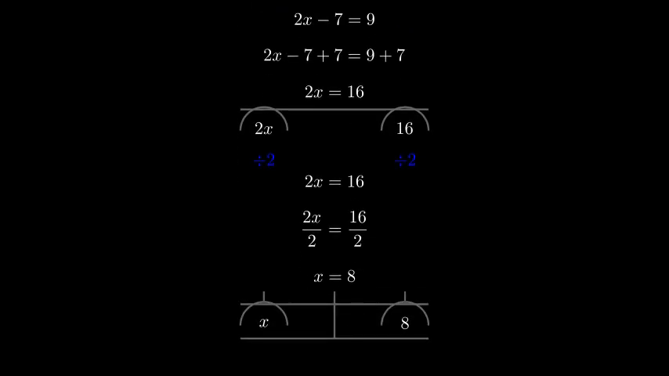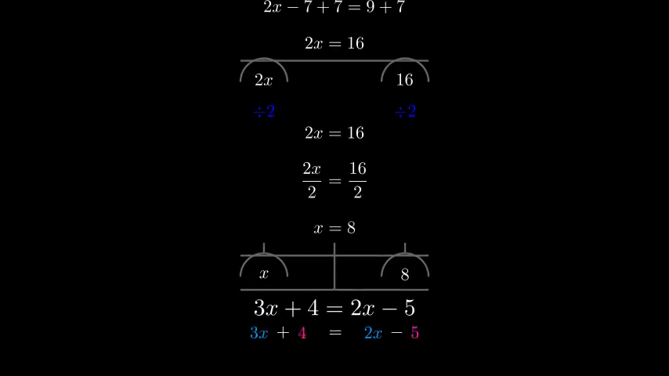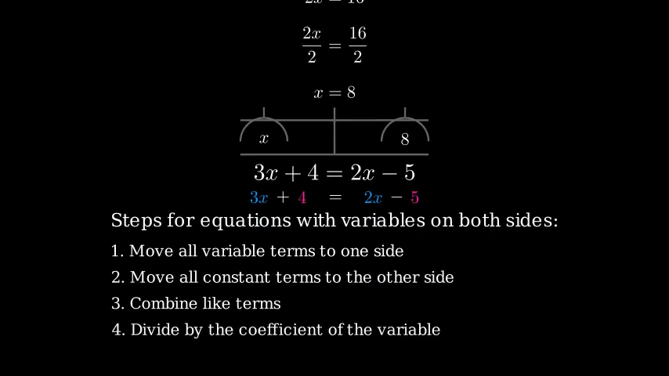Let's try a slightly more complex example. 3x plus 4 equals 2x minus 5. Notice that we have the variable x on both sides of the equation. We need to gather all terms with x on one side. Let's move all x terms to the left and all constant terms to the right. Let's solve step by step.